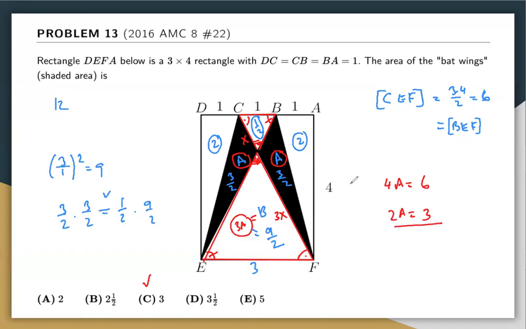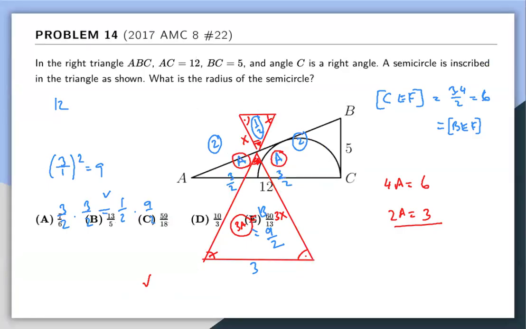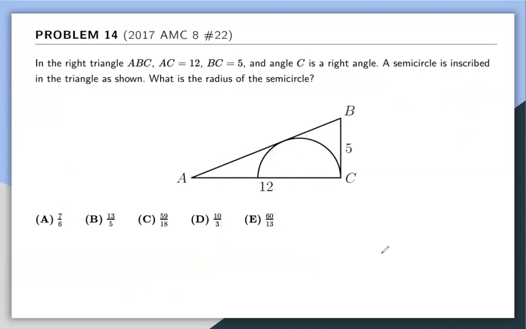You can take a look at it and prove it if you can. That is always the case when you have a quadrilateral. Anyway, I'm going to leave that as a challenge. So that was number 13. So here's number 14.